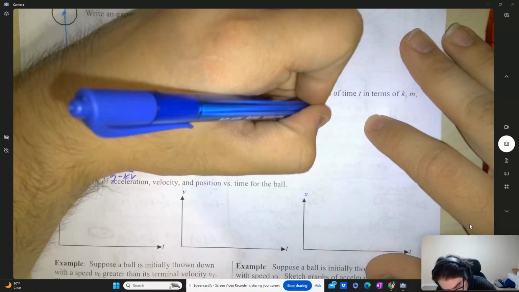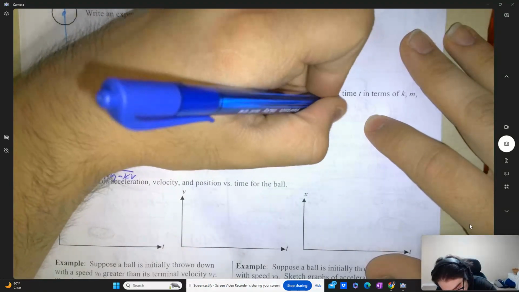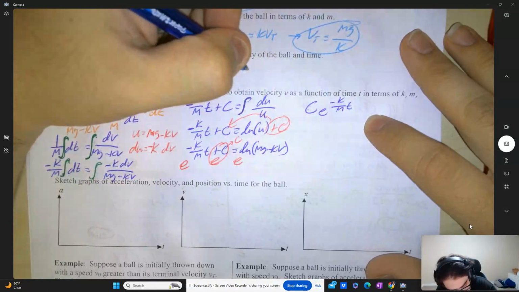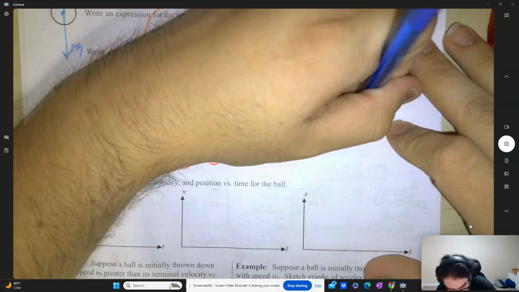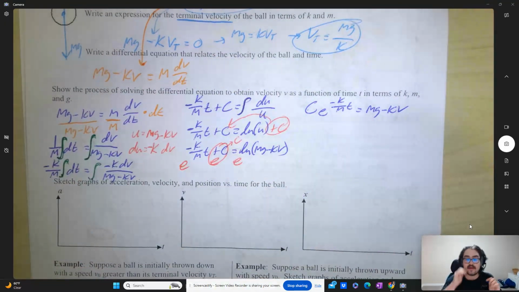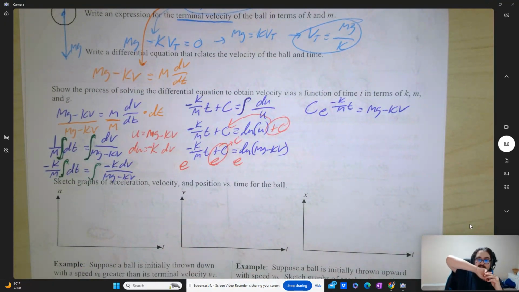C times e to the negative k over m t equals mg minus kv. Now, here's the thing. I don't know what C is. But we can solve it really quickly if you want. We can figure out what C is really quickly.